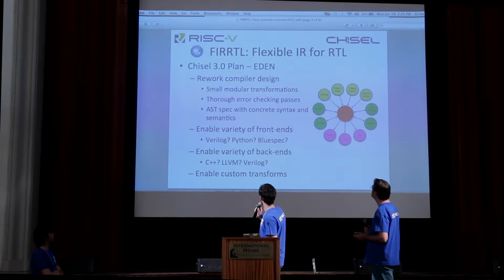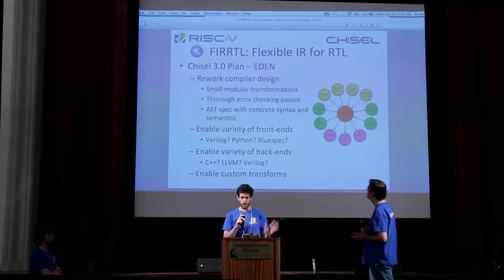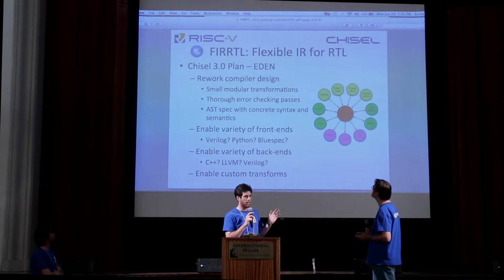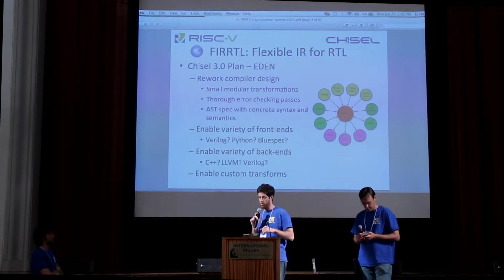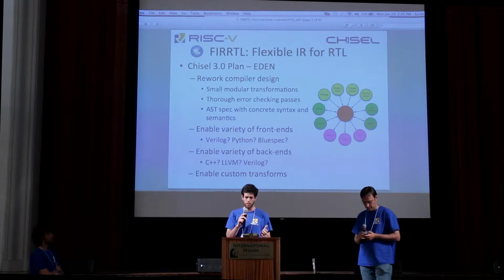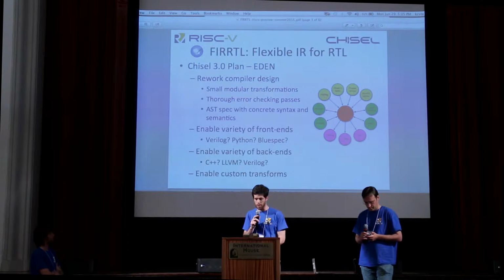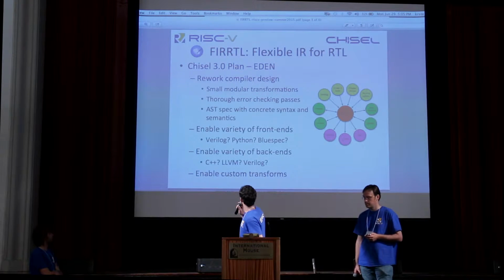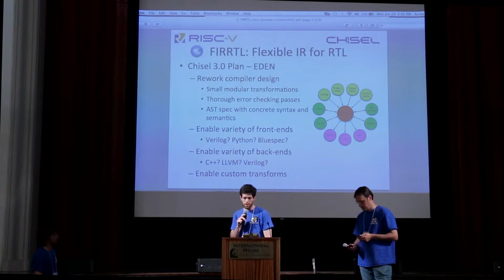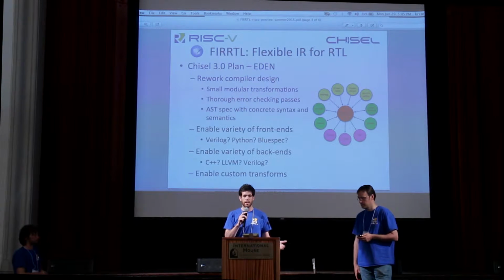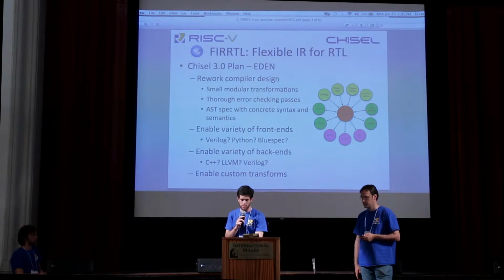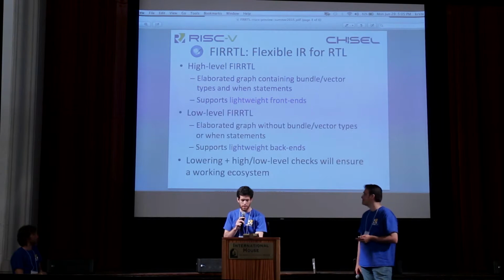So we've decided to go ahead with a new plan, which we call Eden, which is basically an environment which all can target and can read and write Fertile, the new internal representation, a well-defined internal representation for the Chisel graph that gets constructed. So we reworked the compiler design to make small modular transformations easy, to enable a variety of front ends, a variety of back ends, and custom transformations. The idea is with a well-defined IR, a lot of this research can take off.